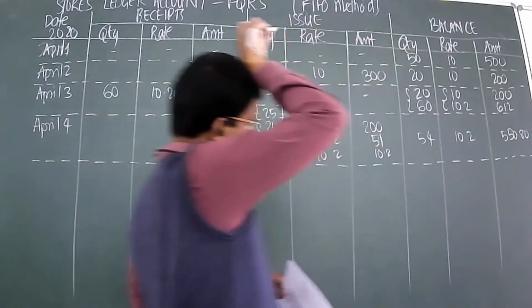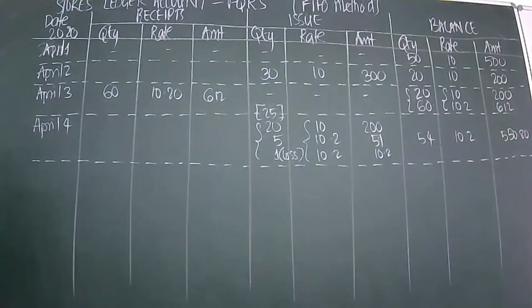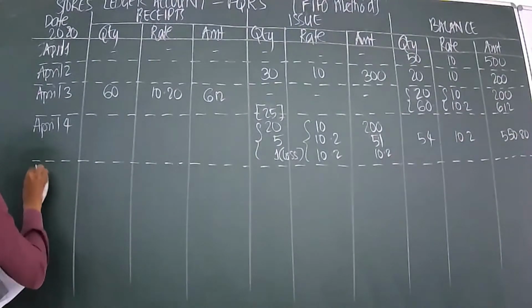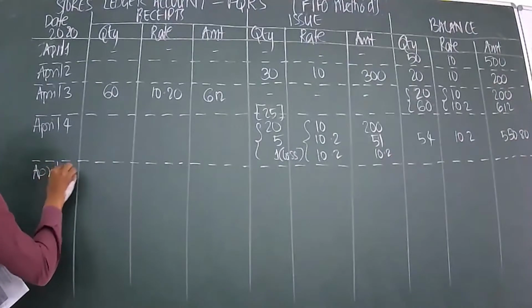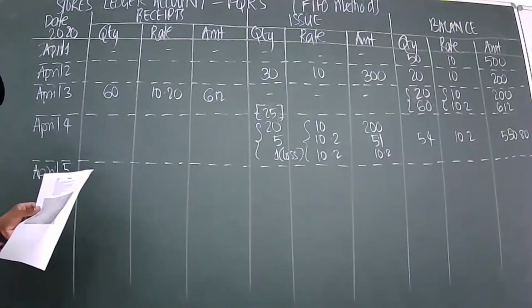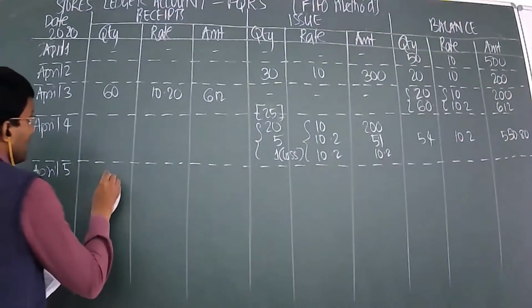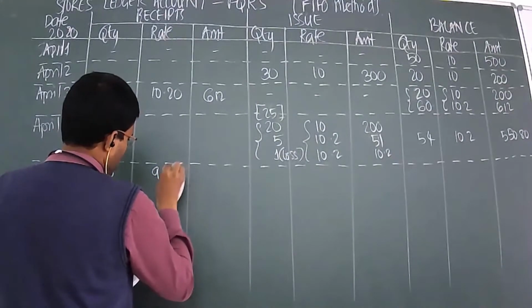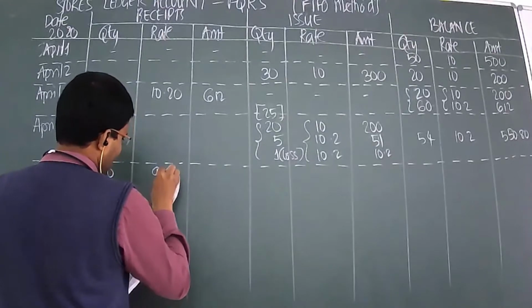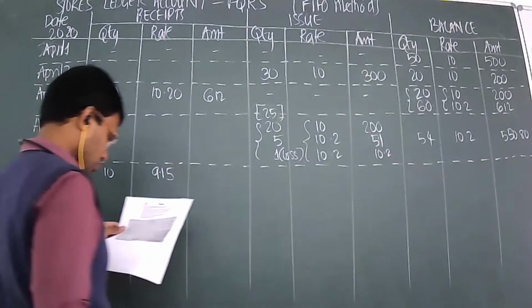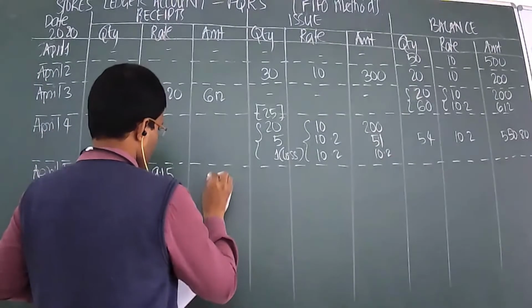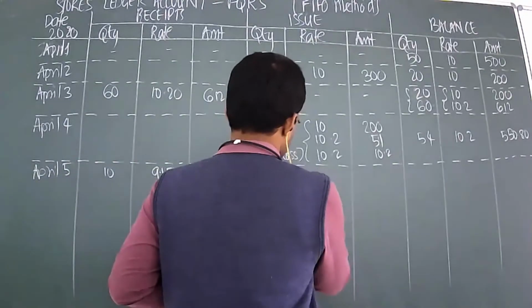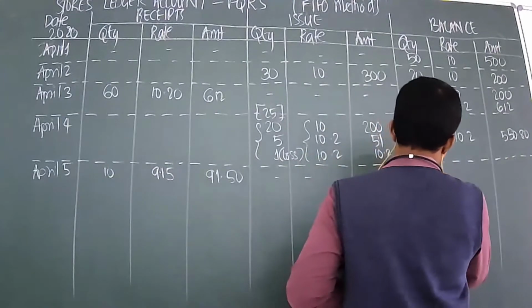So we are done with this. Now let's move on to the next one, April 5th. April 5th, you have received, which means there is a purchase. You have received 10 tons. This was bought at 9.15. So total is 91.50. Okay, let's record the balance.